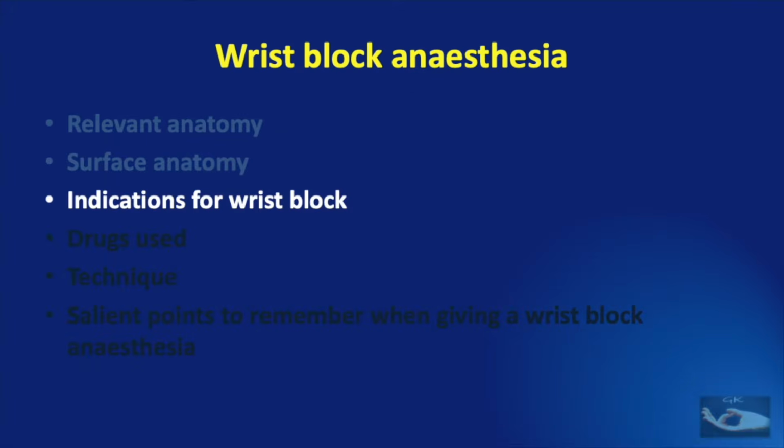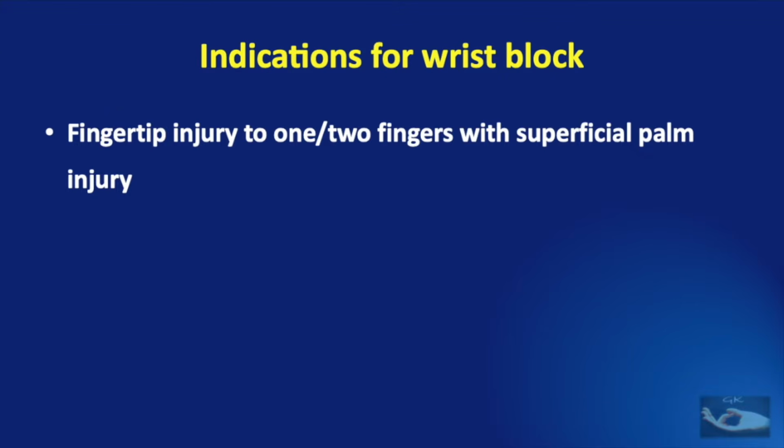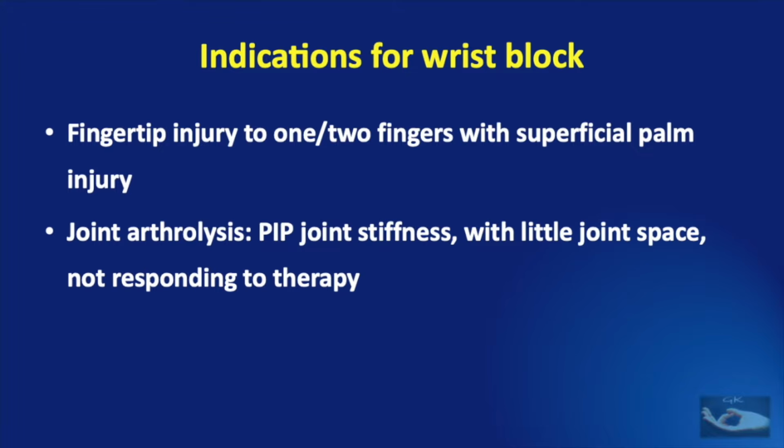Before seeing the technique of how to block these sensory nerves, we shall see the indications for the wrist block. Though the wrist block can be given for the management of multiple finger injuries, it is advisable to give an axillary block or a supraclavicular block for such injuries as the time needed for the reconstruction may be more. The first ideal indication for a wrist block is joint arthrolysis, done in cases of proximal interphalangeal joint stiffness of the fingers with little joint space not responding to therapy.